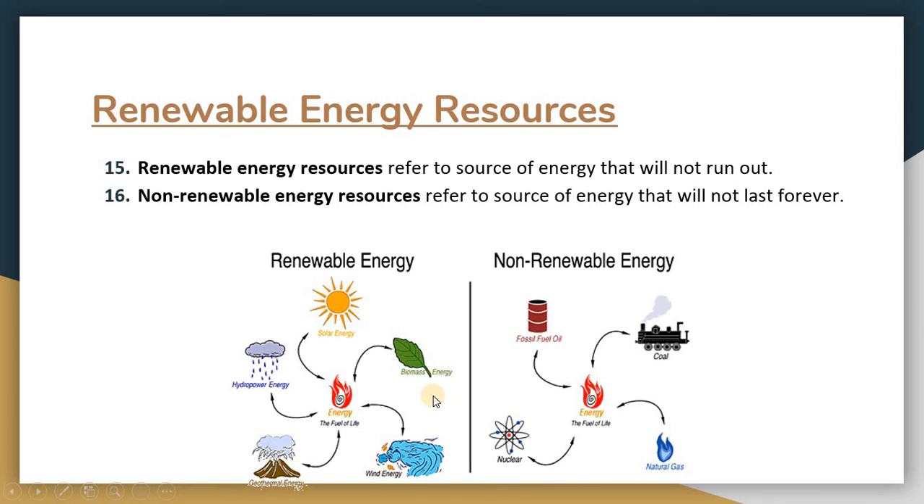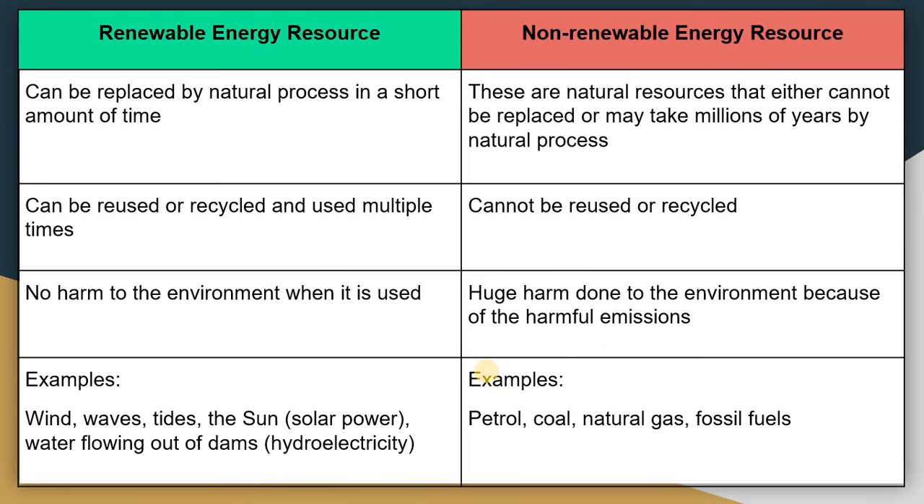If you look at your textbook, it does give a few examples on wind, waves, tides, solar power, and hydroelectric power. So this kind of renewable energy is actually good. They do not release harmful gases into the air, and they will cause less air pollution. So in this table, I want you to copy down this table as well.